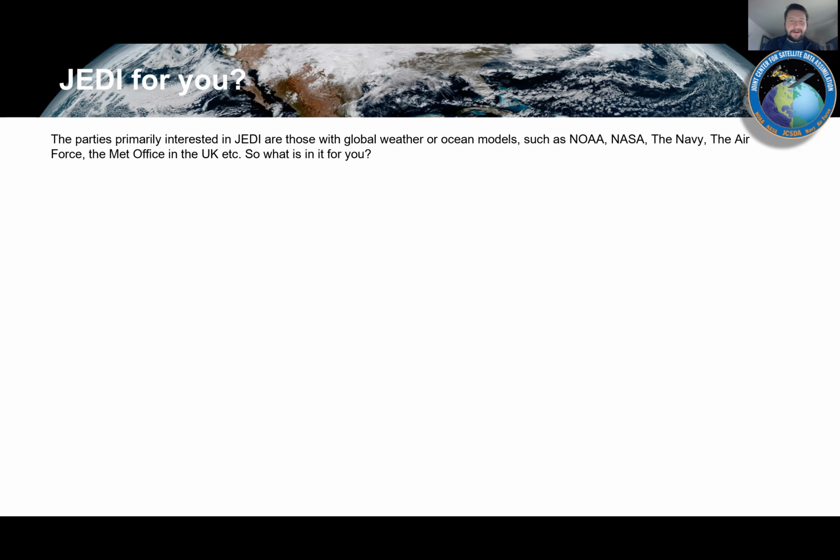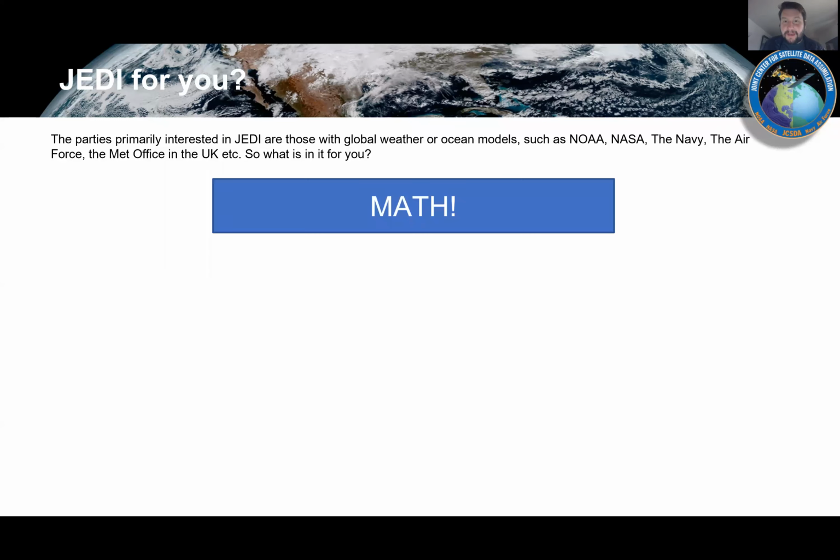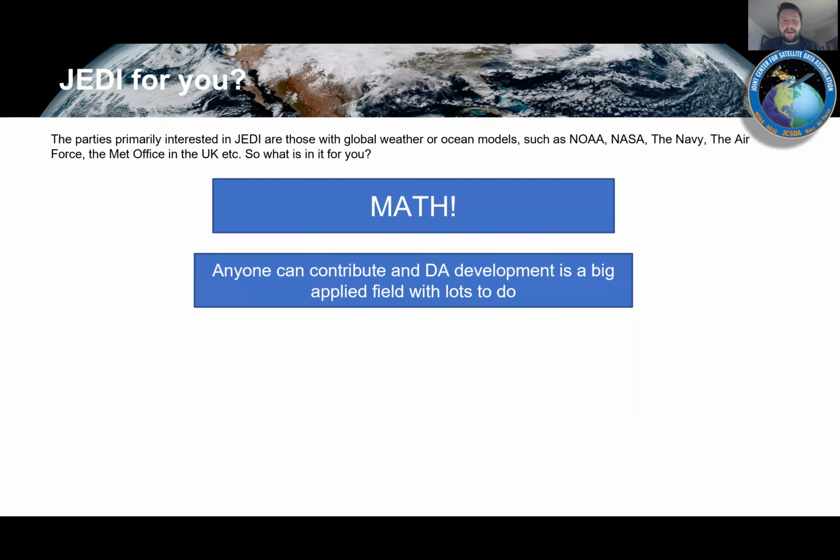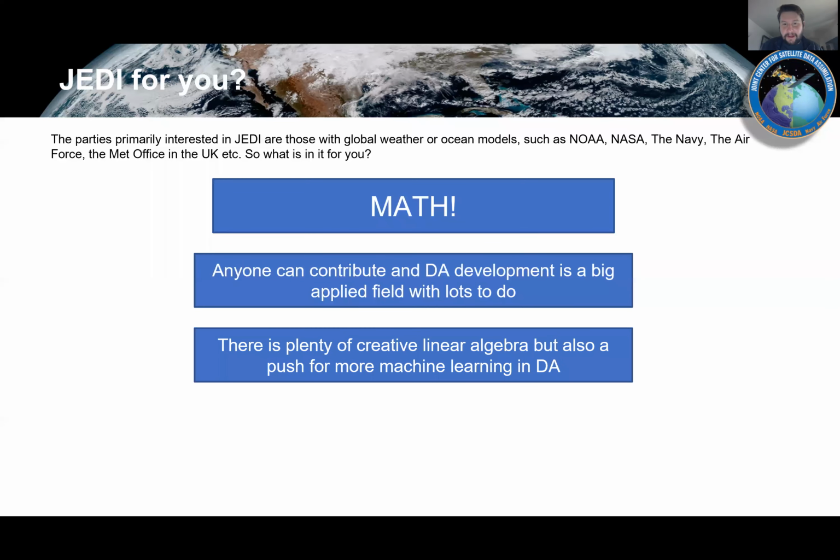So I'll quickly just try to wrap up. There's not much more to say, but people interested in JEDI are typically large agencies doing weather modeling. But I think I'm talking to math students, right? So why would you care? Because you get to do math if you want. I'm a mathematician. I'm interested in the algorithms. I like applied math. I like working on something that's relevant. And as we were saying, anyone can contribute to this project. There's a bit of a learning curve getting to use JEDI, but there are tutorials, etc.